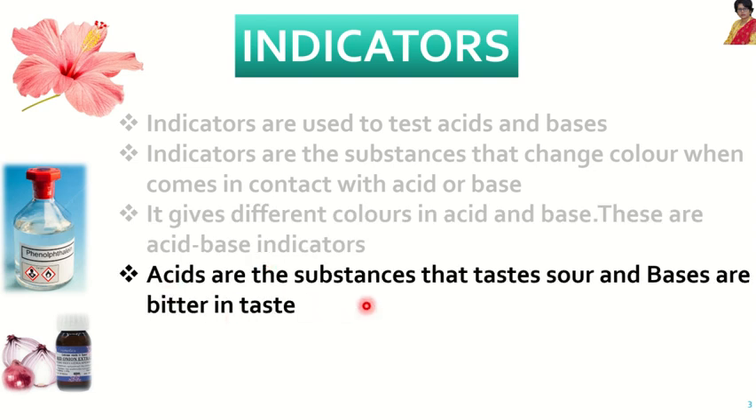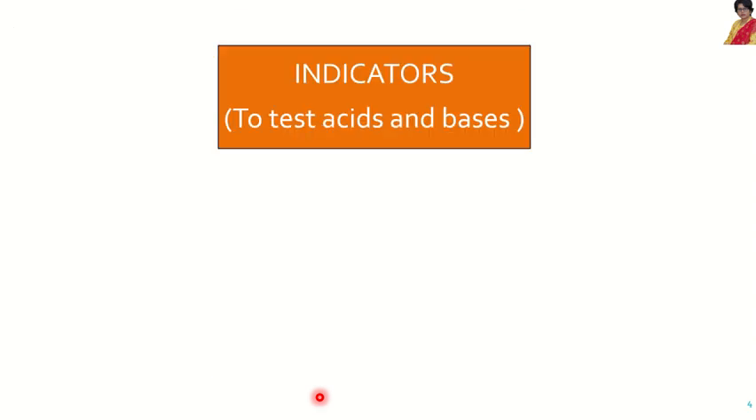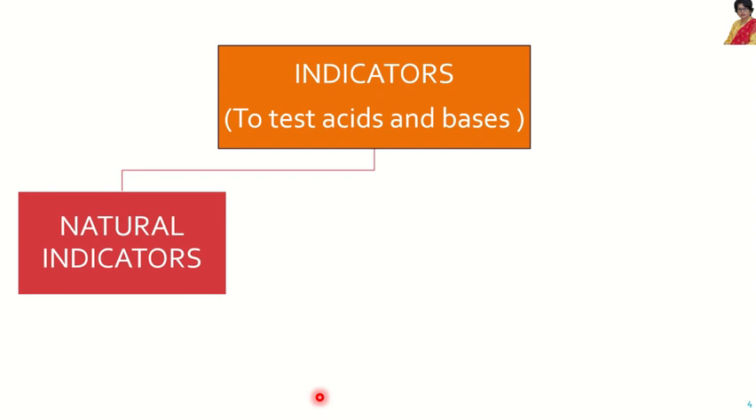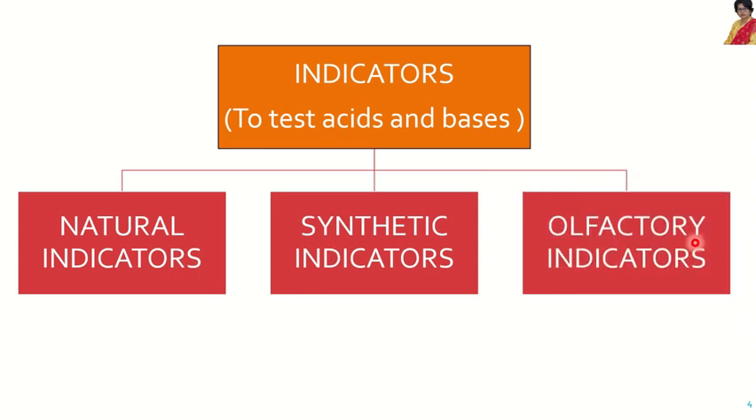Acids are the substances that taste sour and bases are bitter in taste. Mineral acids, for example hydrochloric acid, and bases, for example sodium hydroxide, which we cannot taste, are tested by indicators. Indicators are used to test whether a given substance is an acid or a base. We have three common indicators, that is natural indicators, synthetic indicators, and olfactory indicators.